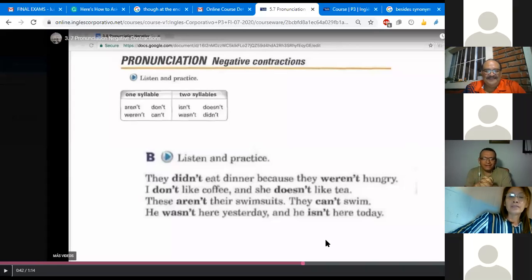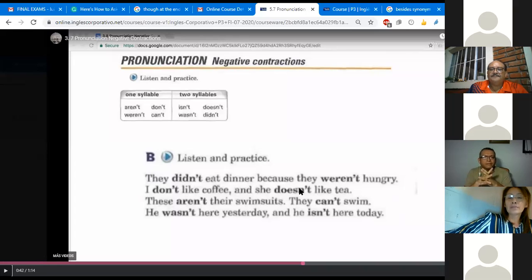Veronica, number three. Sorry. These aren't their swimsuits. They can't swim. Okay, good, all right. Yeah, because you see the word swimsuits. Probably that's it, but it's not difficult. You say these aren't their swimsuits, they can't swim. Thank you, Veronica. Volunteer for number four. He wasn't here yesterday and he isn't here today. Okay, good.